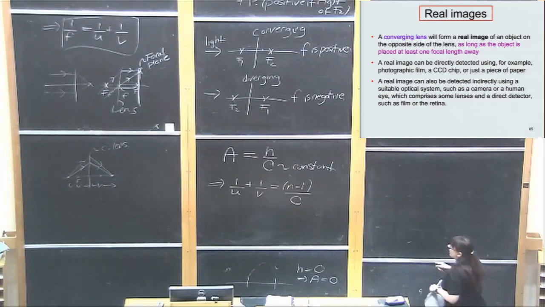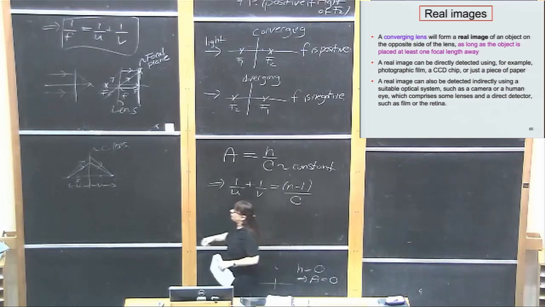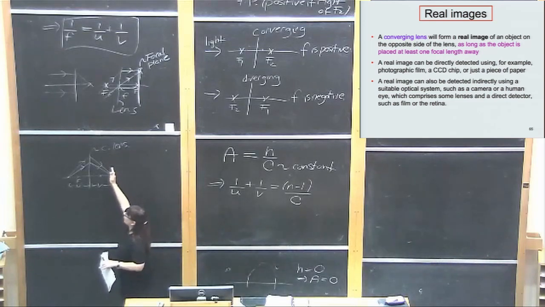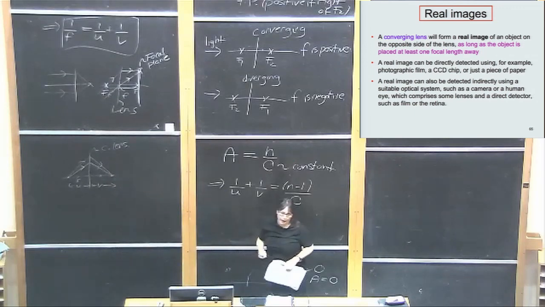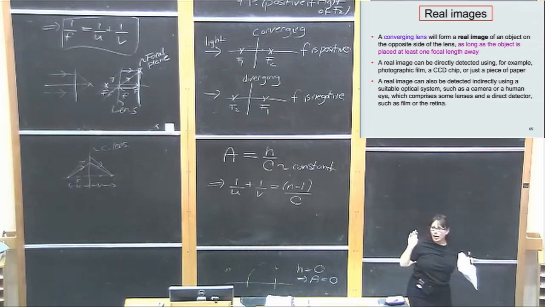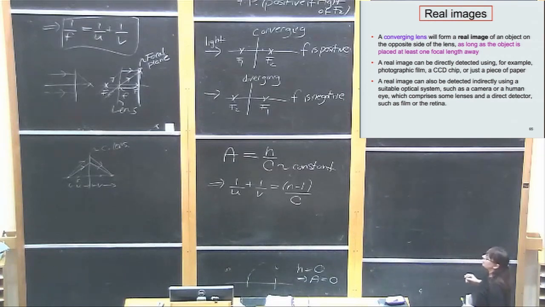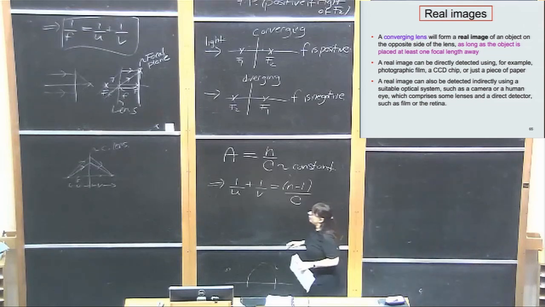And if I were to stick a detector here, again, photographic film or a CCD chip, or just put some paper there, I would be able to actually see that image. I'd be able to project that image onto my detector, and my detector could be as simple as a piece of paper. And that happens because the light rays really are converging.